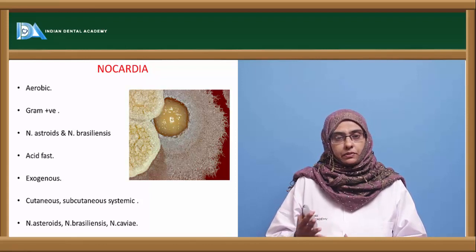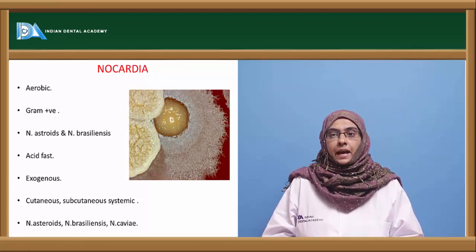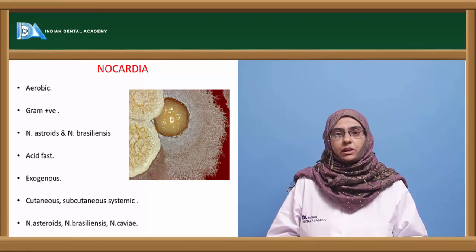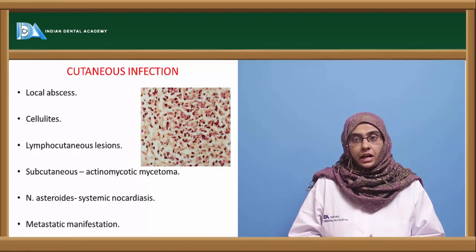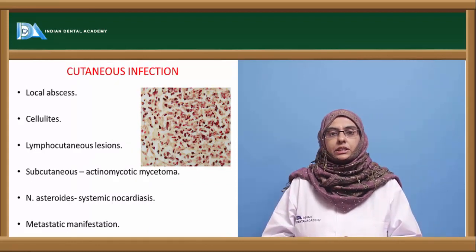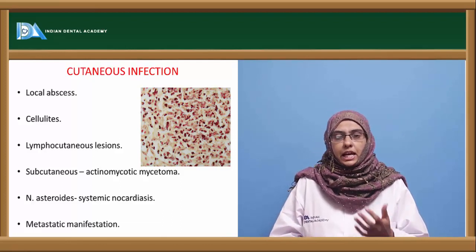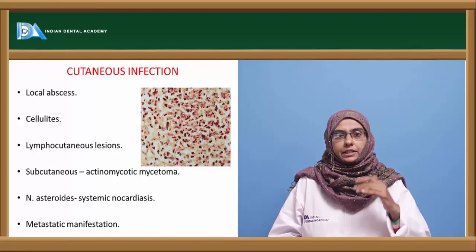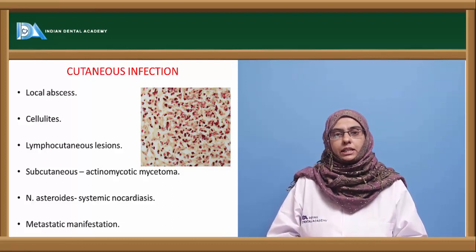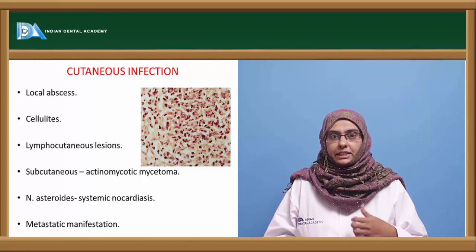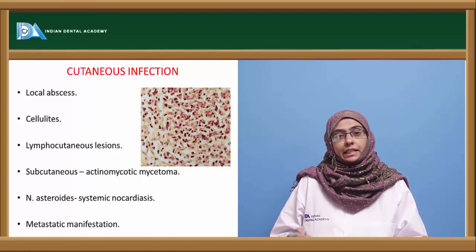The three important types of infection caused by this organism are cutaneous, subcutaneous and systemic. The organisms involved in causing the disease are N. asteroides, N. brasiliensis and N. otitidiscaviarum. The cutaneous infection is characterized by local abscesses, cellulitis and lymphocutaneous lesions. These are the three important characteristic features of the cutaneous infection. The subcutaneous infection is also called actinomycotic mycetoma, which we will study in detail in the next slide.